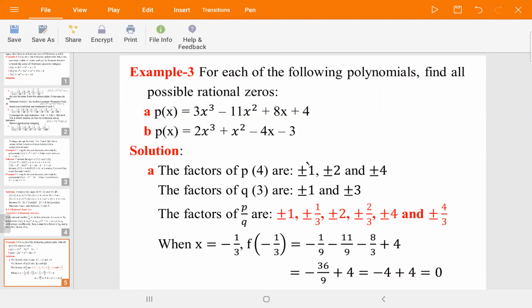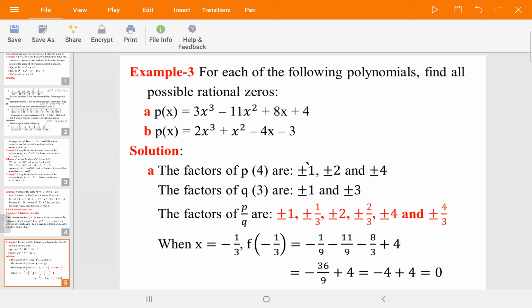So most often we try to find the zeros of this polynomial from the simplest factor of P over Q, that is plus or minus 1. If you substitute 1 and minus 1, is it possible for this polynomial to be equal to 0? For example, if you evaluate at 1, simply add these coefficients. 3 minus 11 plus 8 plus 4. 3 plus 8 is 11. 11 plus 4 is 15. 15 minus 11 is 4.